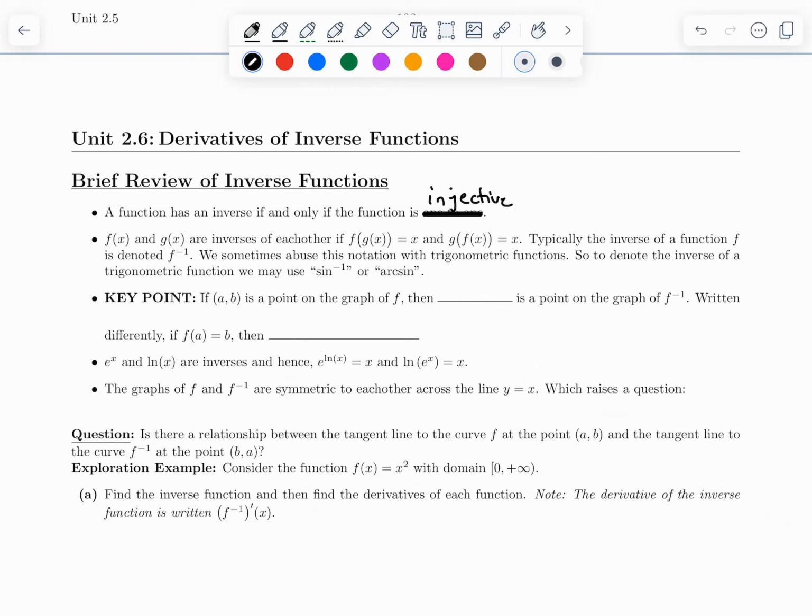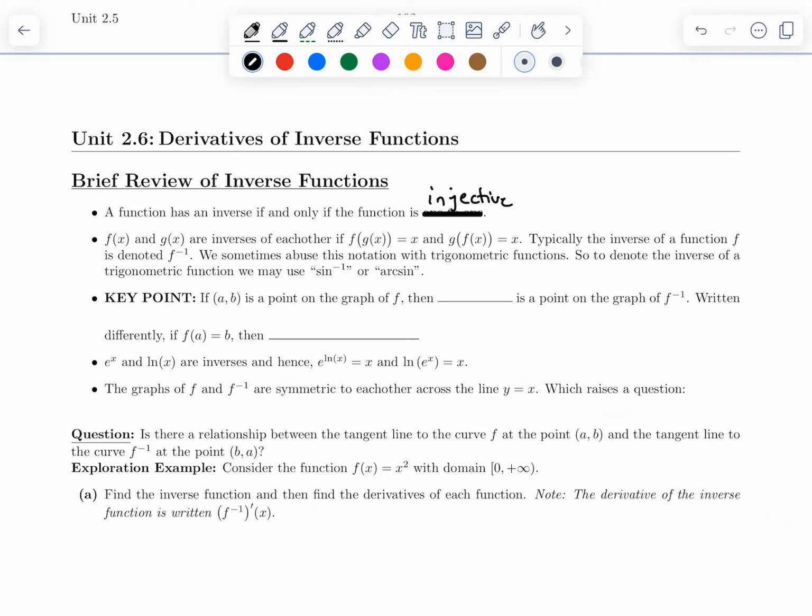But anyways, that's not super important to what we're going to be talking about right now. Inverses require that when you compose them, f composed with g or g composed with f, they equal exactly x. So typically the inverse is denoted f to the -1, which is not meant to mean the -1 power. That is meant to mean the inverse.